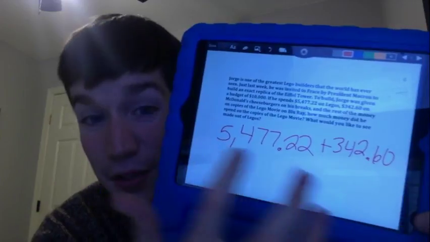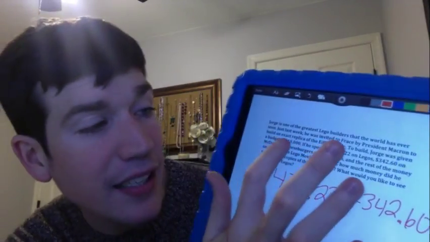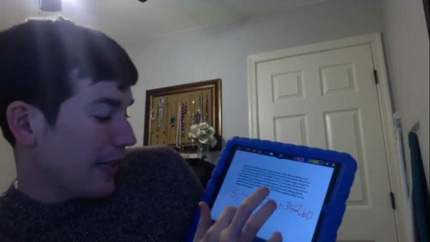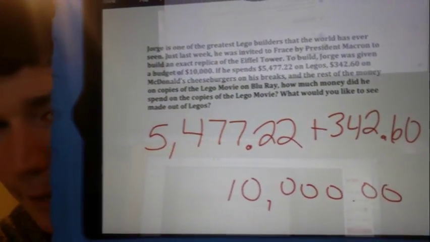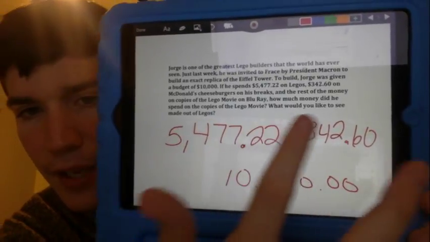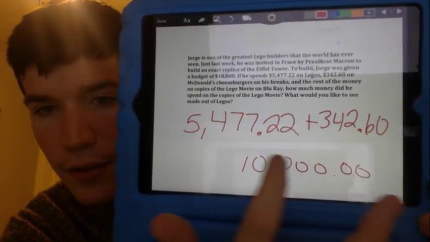So now that I know what he spent combined between these two, I'm going to take my answer to this and I'm going to subtract it from $10,000. Now keep in mind, $10,000 is going to be the larger number, so that's going to go on top in your subtraction problem. Remember that when we're subtracting, we can put, for instance, 10,000, and if we wanted to, we can add on a decimal and 2 zeros on the bottom, just like that. So you're going to add these two numbers together here, and then you're going to subtract your answer from 10,000, whatever you get for your answer. And that should tell us what is left to buy the Lego Movie.